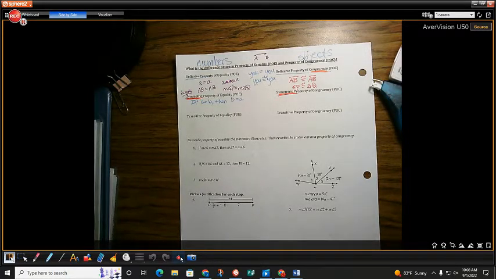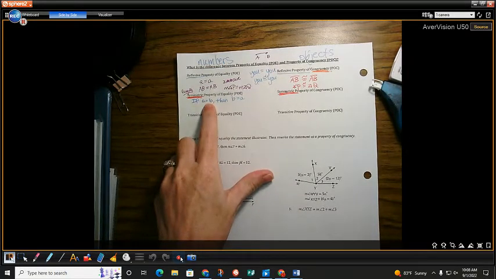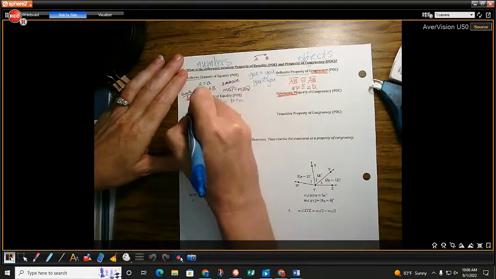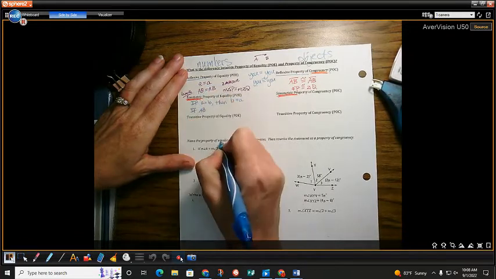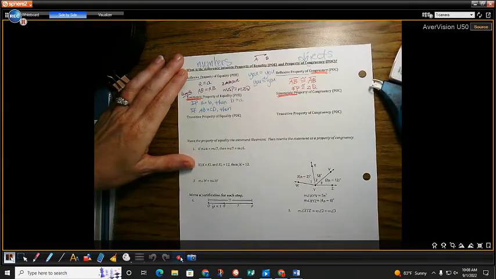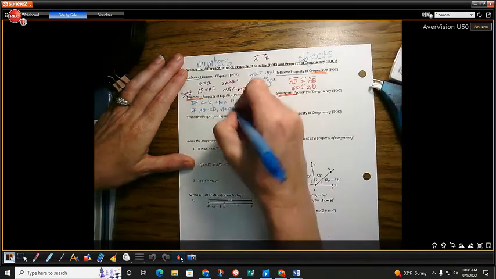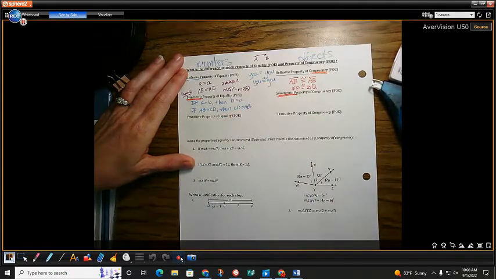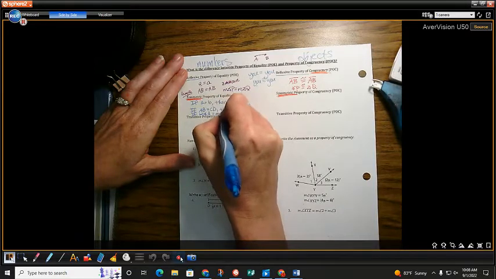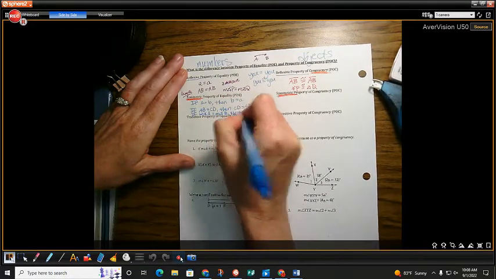People mix this up with reflexive all the time. So remember, with reflexive, it's you equaling you. These are two different things that are being said to be equal. So if you had a segment, you could say if the length of AB equaled the length of CD, then what would the symmetric property tell us? CD would have to equal AB. It's symmetric. Forward and backward, it works the same. Equality works that way. And so if the measure of angle A equals the measure of angle B, then what would the symmetric property tell you?